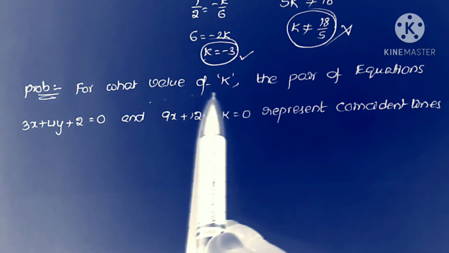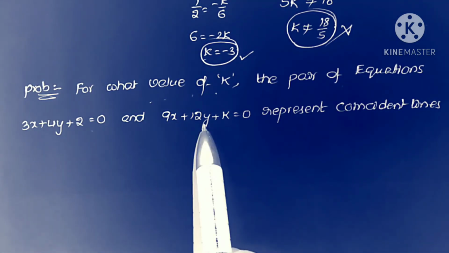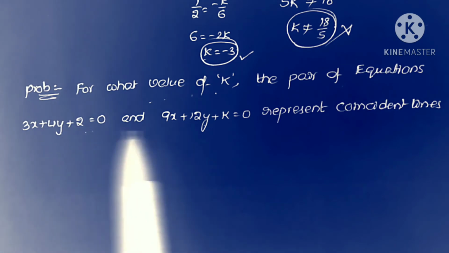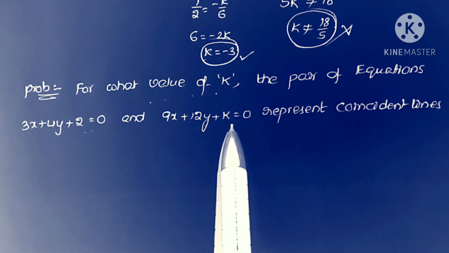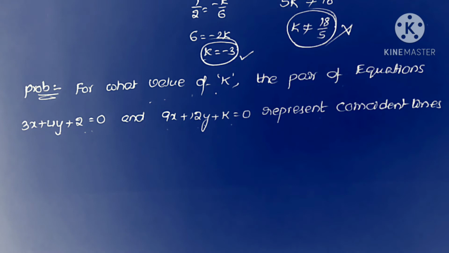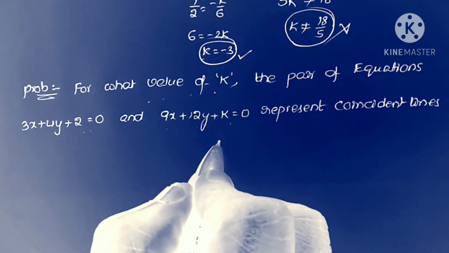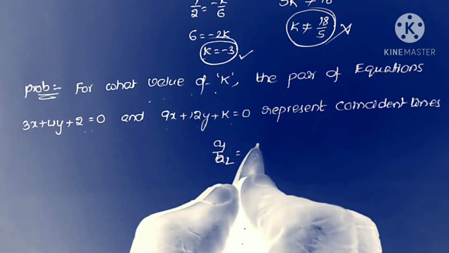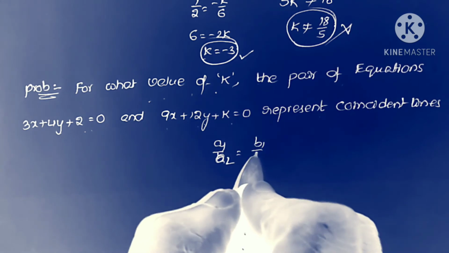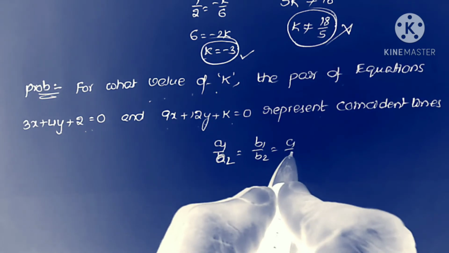Next problem: for what values of k does the pair of equations 3x plus 4y plus 2 equal to 0, 9x plus 12y plus k equal to 0 represent coincident lines? Coincident lines, what is the condition for coincident lines? a1 by a2 is equal to b1 by b2 is equal to c1 by c2.